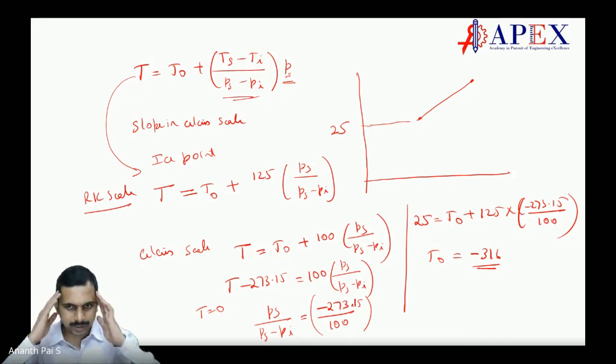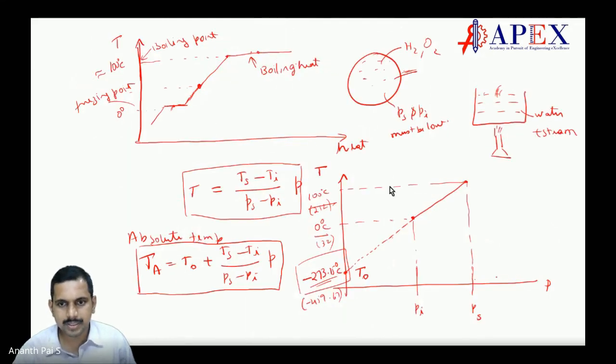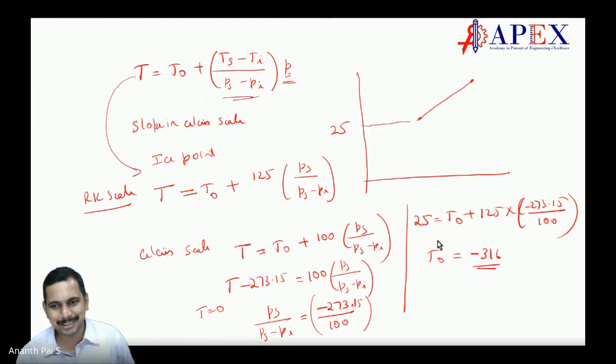You can imagine this happening here. Okay, what was 100 here, 0 here, goes to 25. This goes to 150. So where it should go? It should go down, is it not? So minus 316. Okay, like that, interpolation.